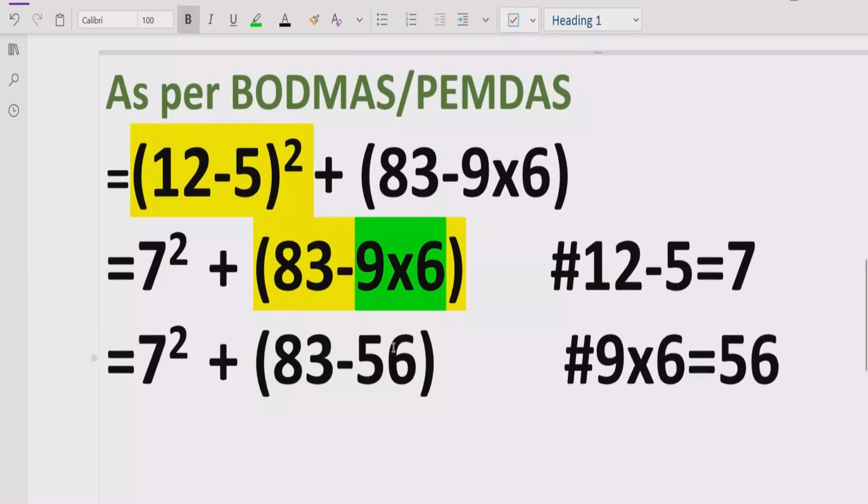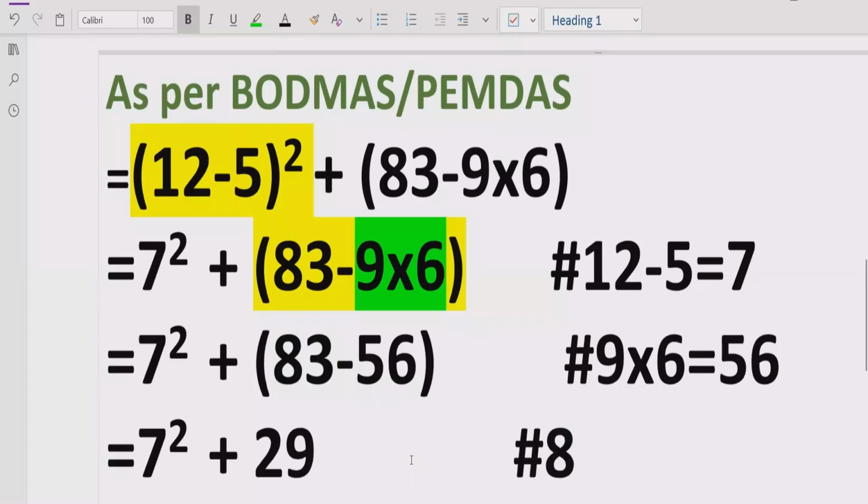Now we have here again a bracket. So we will solve this part again. So 83 minus 54, we have to subtract both of them. After that, we will get the answer 29. So now we have 83 minus 54 equals 29.